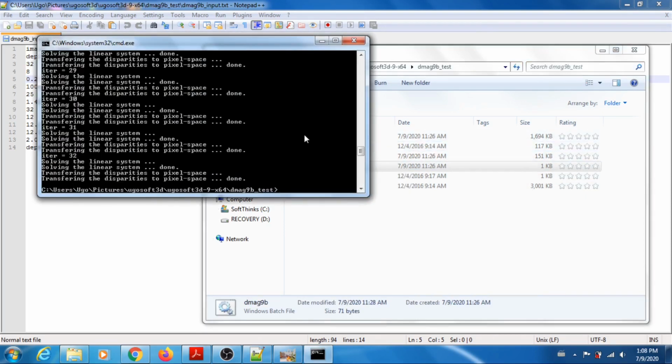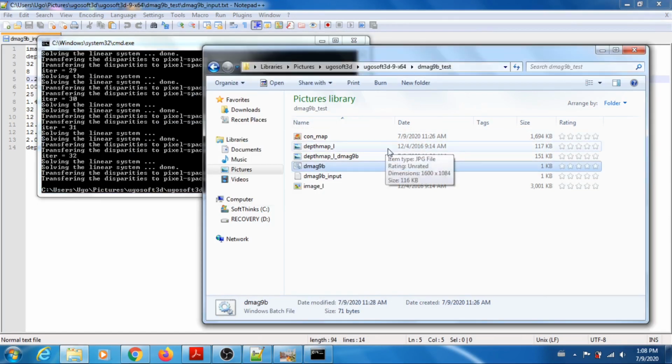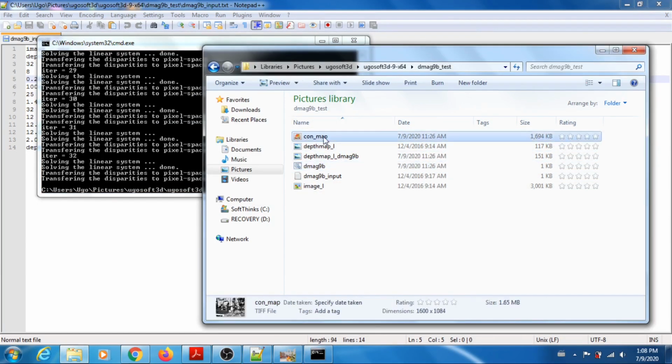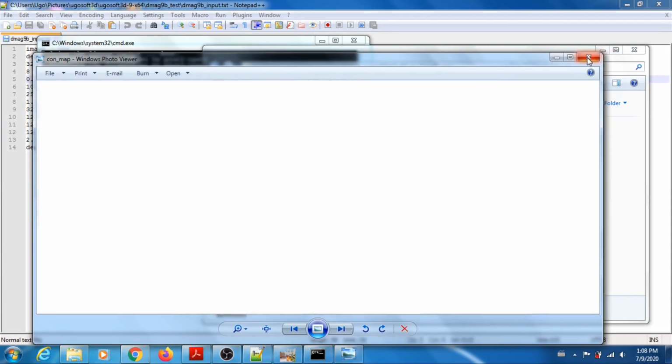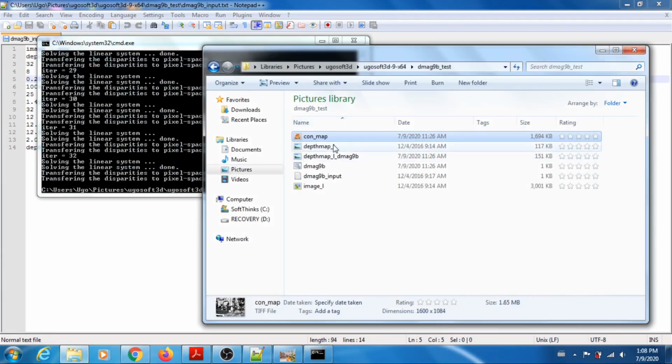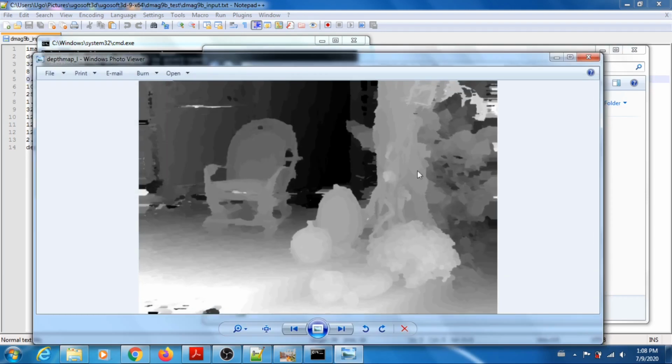Yeah, so it's just finished. It doesn't take long, maybe 1 minute. So I just want to look at the confidence map. Maybe I should show the initial depth map. So that's your input depth map coming from DMAC5. As you can see, there are a few problems here and there, especially outliers, like here, and the object boundaries are not very well defined. So that's something you may want to improve.